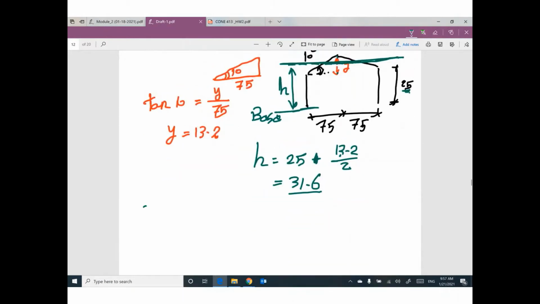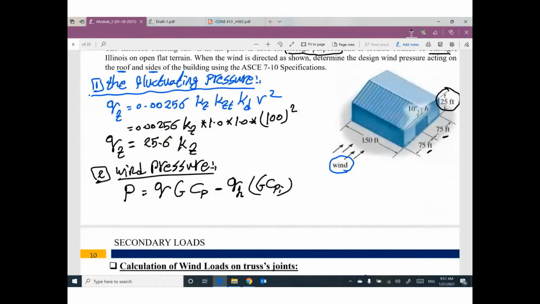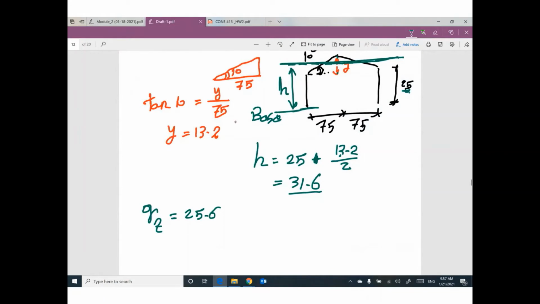The value of qz equals 25. What is the value of qz? 25.6 Kz. If you are looking for qh, the height h equals 31.6 feet.